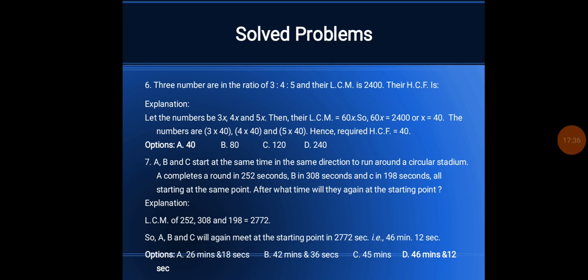Then substitute the x value in 3x, 4x, 5x. So 3 into 40, 4 into 40, 5 into 40. So we get the required HCF is 40.